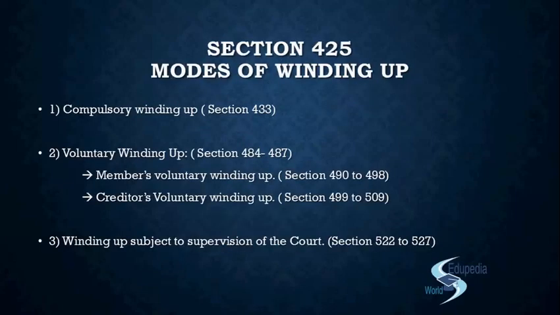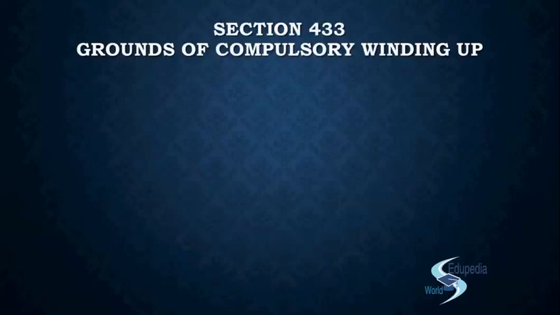So in the previous lecture, we had seen section 425, the modes of winding up. So there are basically three modes: compulsory winding up, voluntary winding up, and the winding up subject to supervision of the court, right? In which the voluntary winding up is divided into two categories: the members voluntary winding up and the creditors voluntary winding up. Then we had seen section 433, the first mode, that is the grounds of compulsory winding up. So over here we basically have 6 grounds.